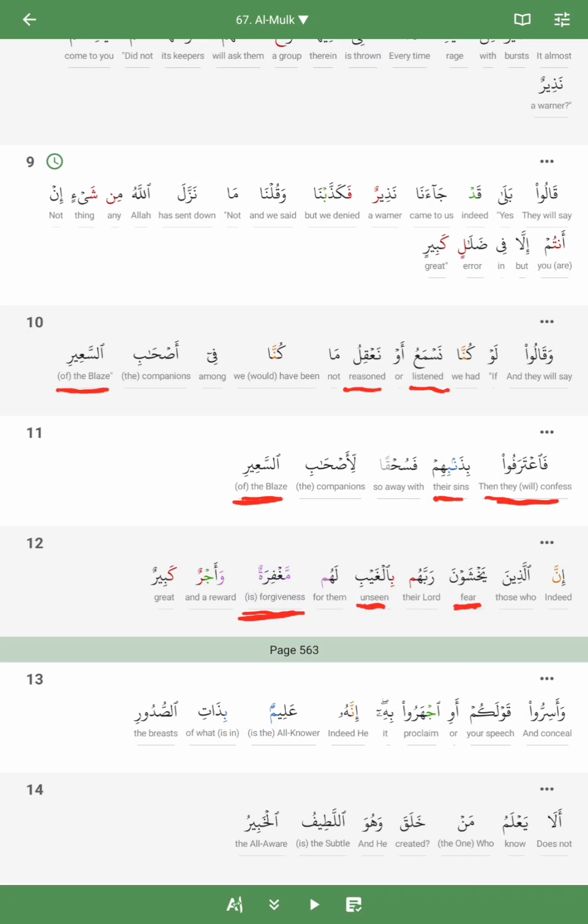And what will they have as well? They will have ajrun kabir, which is big, big reward. What is that big reward? I wonder what is that big reward? That is Jannah and everything inside it. And you know what's bigger than that? The biggest reward in Jannah is meeting Allah subhanahu wa ta'ala.